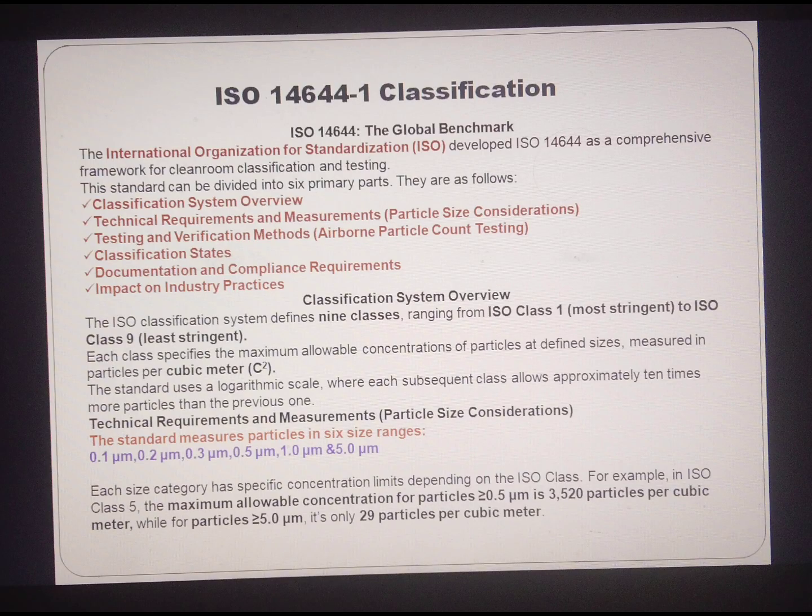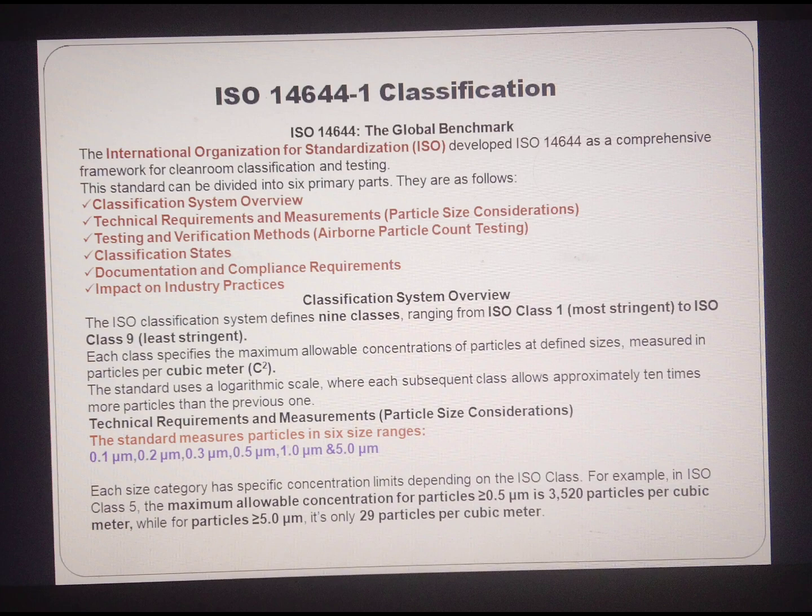Classification system overview. The ISO classification defines 9 classes ranging from ISO class 1, this is most stringent, to ISO class 9, that is least stringent. Each class specifies the maximum allowed concentration of particles at different sizes measured in particles per cubic meter. The standard uses a logarithmic scale where each subsequent class allows approximately 10 times more particles than the previous one.